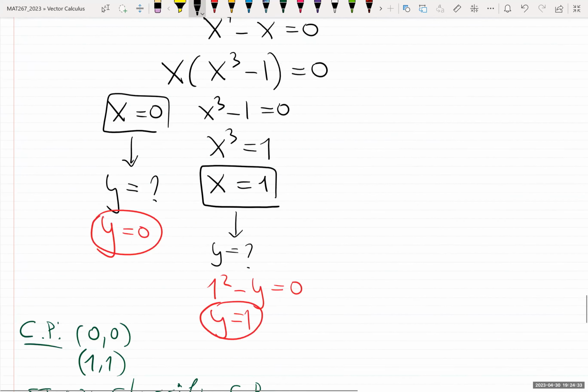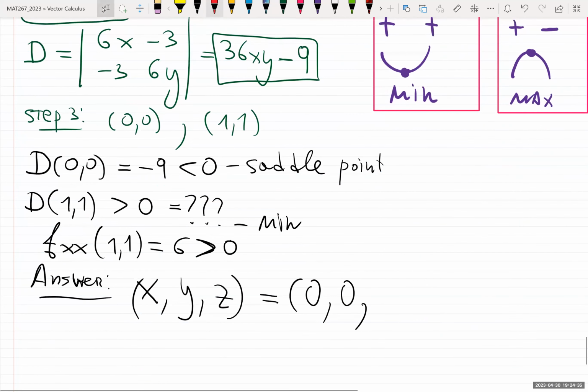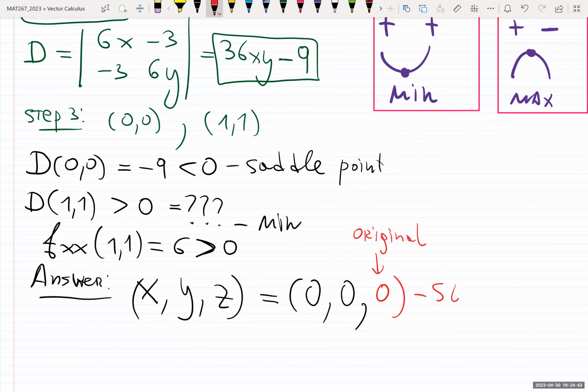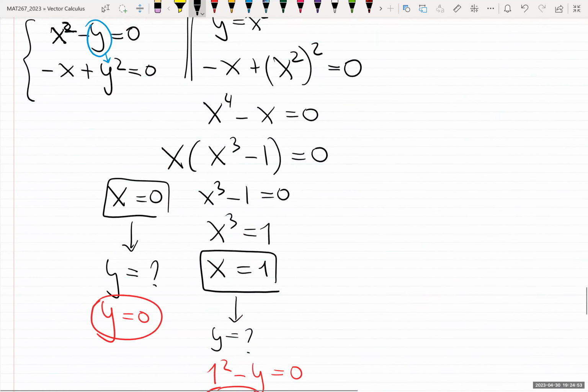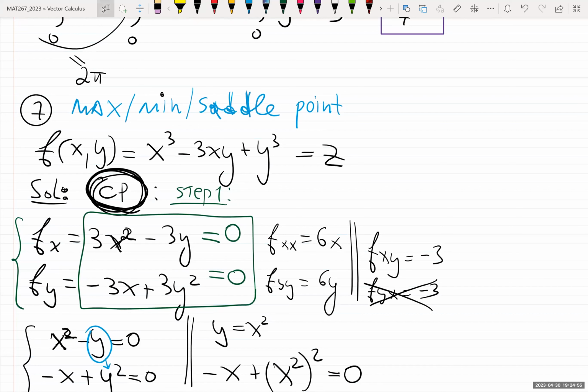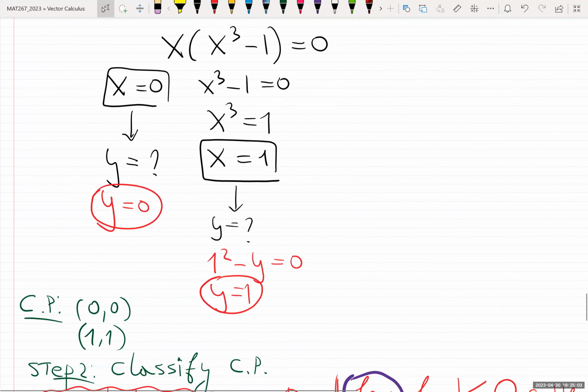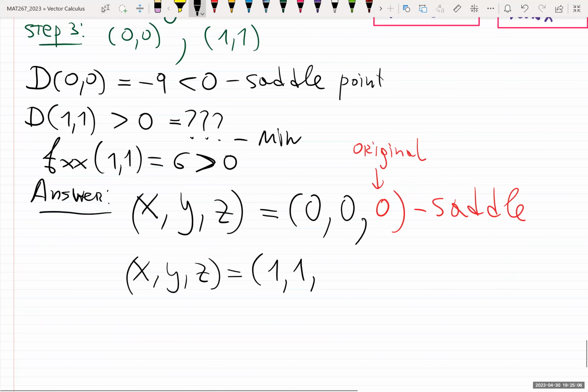That gives me 0 in this case. Let me put it in red, 0. And this comes from the original function. This is the saddle point. Then for the next point, x, y, z: 1, 1. I'm going back, plugging in 1, 1. 1 minus 3 plus 1 gives you -1. So -1. That is the minimum.